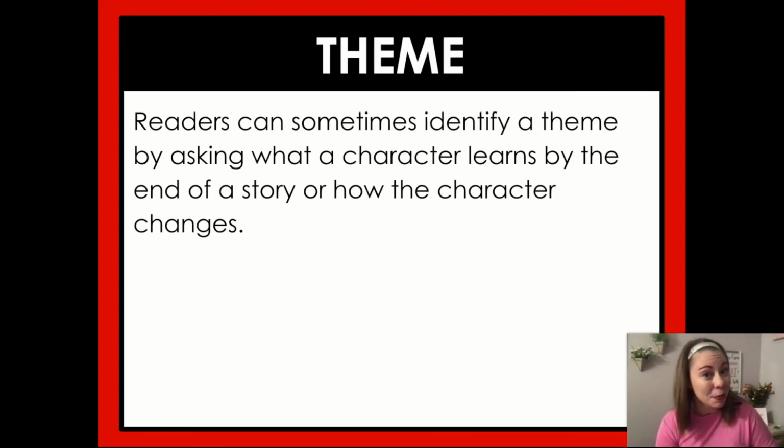So we're going to stop with our reading there today. Remember I said at the beginning of our lesson, in our learning intentions, that I would tell you about theme and what theme is, in case you've forgotten. So readers can sometimes identify the theme by asking what a character learns by the end of the story or how the character changes. So we're really going to think about what has Greg learned or how has he changed, because the theme is the lesson or the author's message that they're trying to get you to understand through a story.